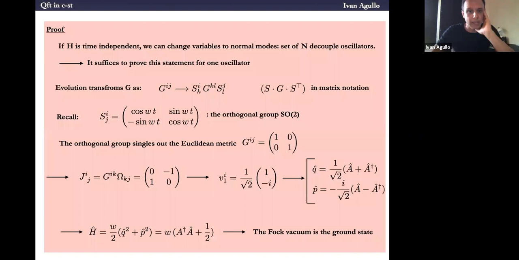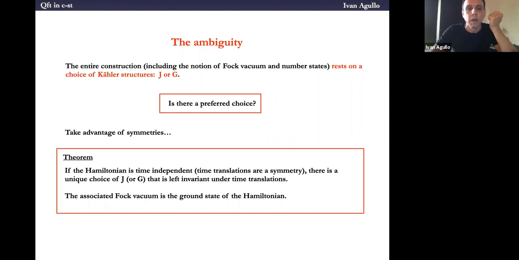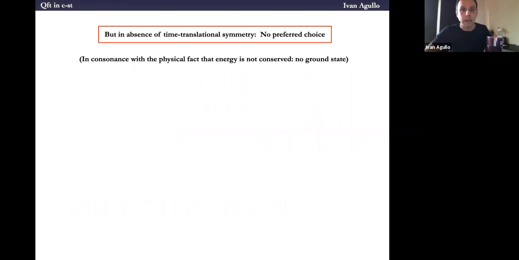The proof is here. I'm not going to go over it, but it's simple because in time independent situations, you can always go to normal modes. And in normal modes, the evolution is an orthogonal transformation. Time evolution is always an orthogonal matrix. And orthogonal transformations pick up a preferred metric, which is the Euclidean metric. So G is the Euclidean metric, which is invariant under time evolution. This is the essence of the proof, but I leave it here in case you want to see.